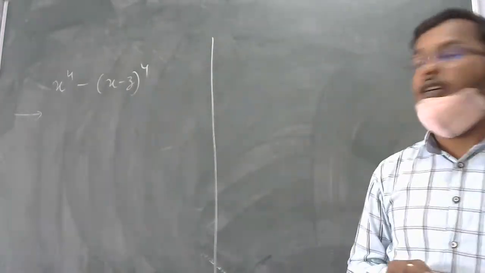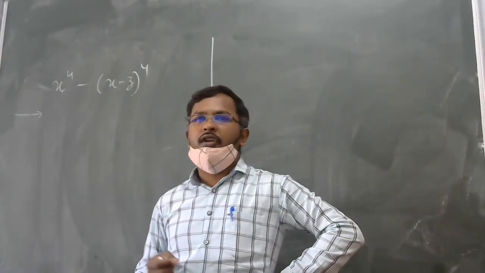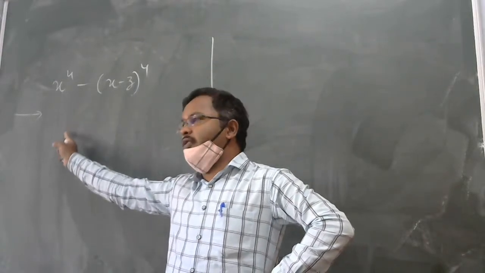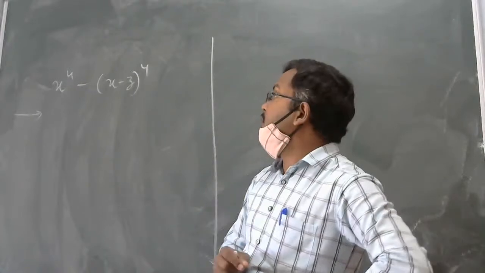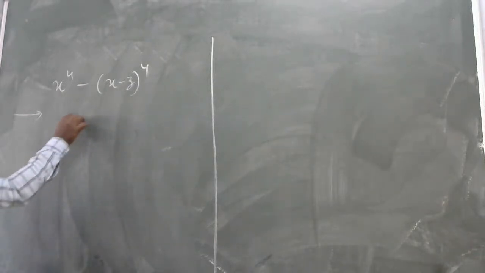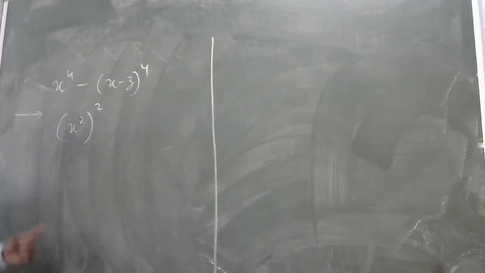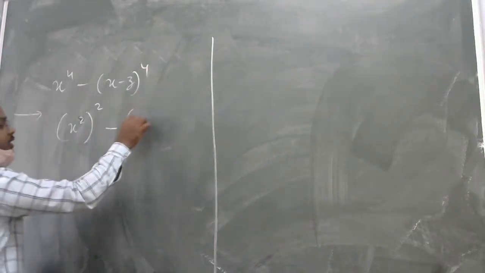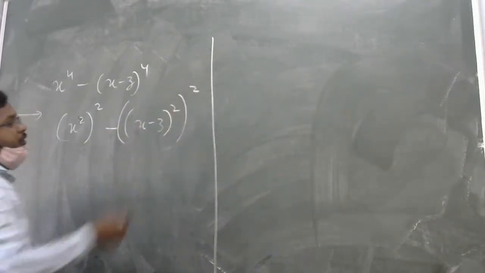If you want to use the a square minus b square identity, we have to write the first term as square of some number. The second term also you have to write as square of some number. So x to the power of 4, how can you write it as square of some number? X square whole square. So minus (x minus z) to the power of 4 is there. Again, we can write it as (x minus z) whole square, and again square.